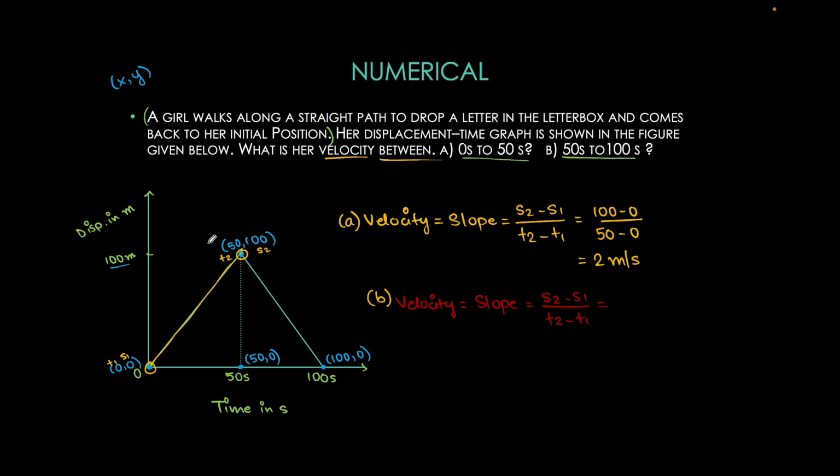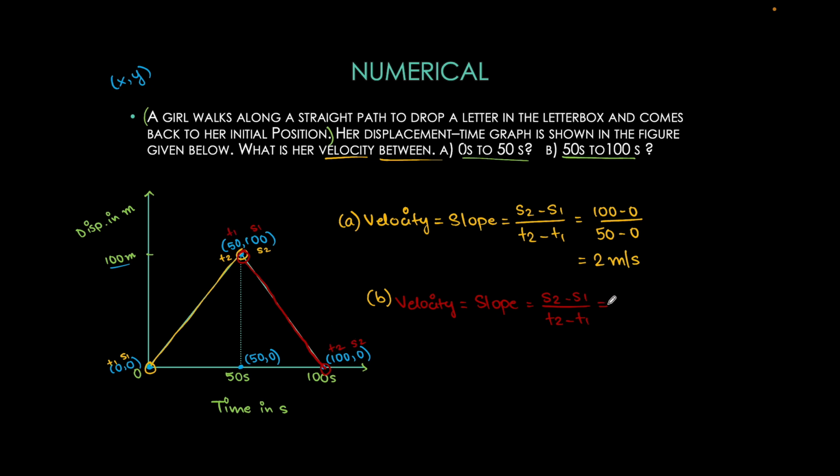Similarly, T2 is the time taken to reach the final position and T1 is the time from where the girl started, right? Now, this journey is started from here, and the curve goes all the way and reaches this point. So here S2 will be this, and S1 will be this, because this is where the girl initially started and this is where she reached. Similarly, this will be T2 and this will be T1.